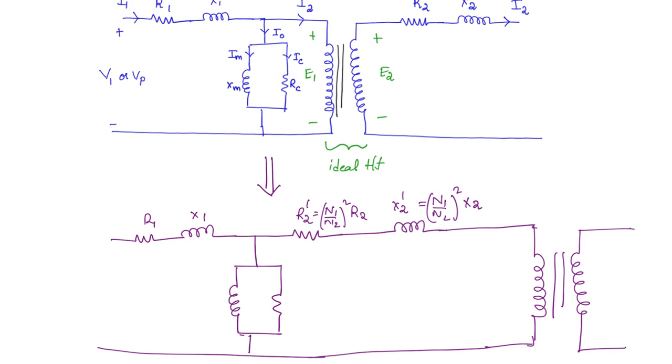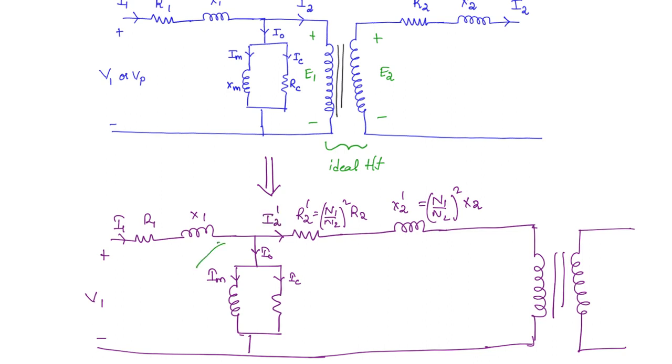Now what will happen to the voltages and currents? The primary side voltages and currents are going to remain as they are. Here this no load current is also going to remain as it is. This is the magnetizing core loss current. What about this current? This is going to be I2 dash.